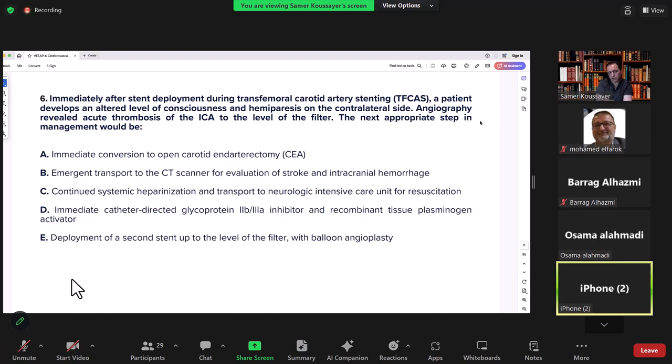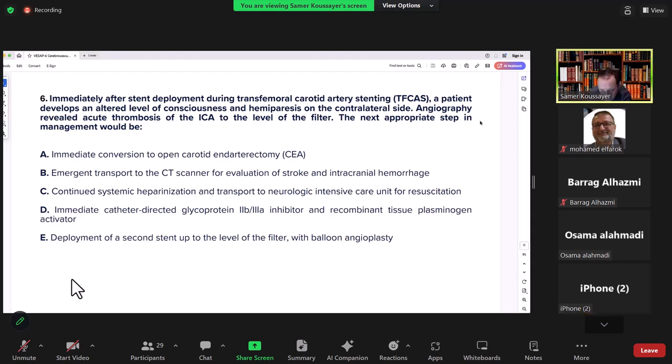I definitely agree. You have to remove the filter and study it, but in cases like that, how did you approach it?